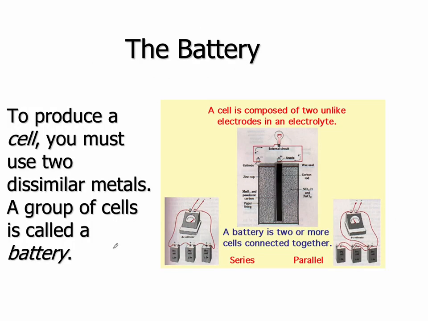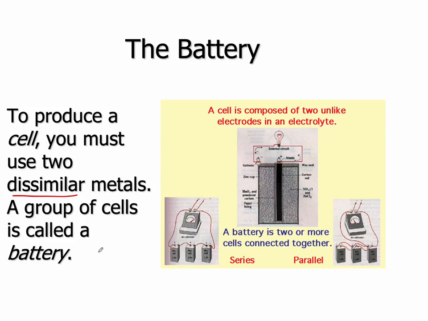How do you make a battery? The answer is all you need is 2 dissimilar metals. If you've got a group of cells, you can actually produce a battery. A battery is a group of cells. If I hand you a piece of copper and a piece of zinc and have you hold it in your hand, you are actually a battery. You can actually run an LED or a small watch off of the electricity produced by that.